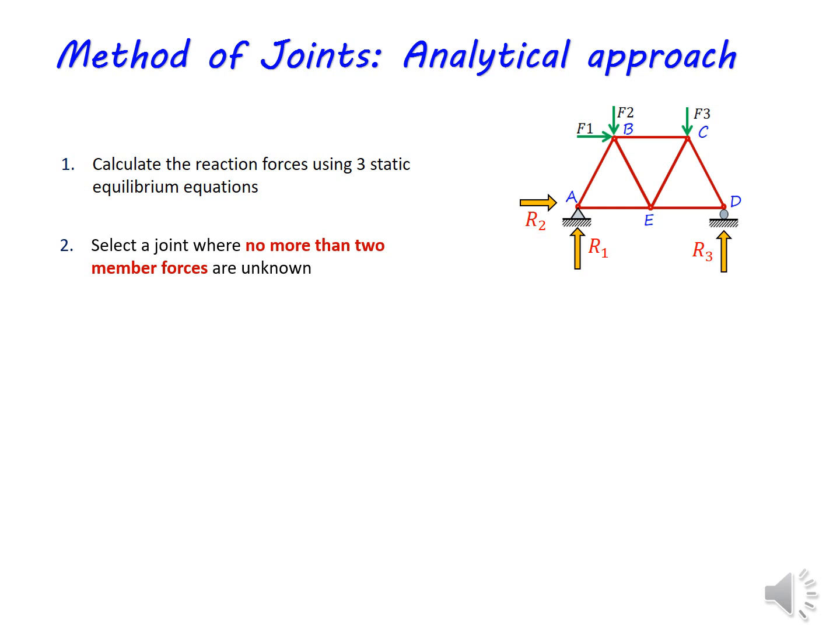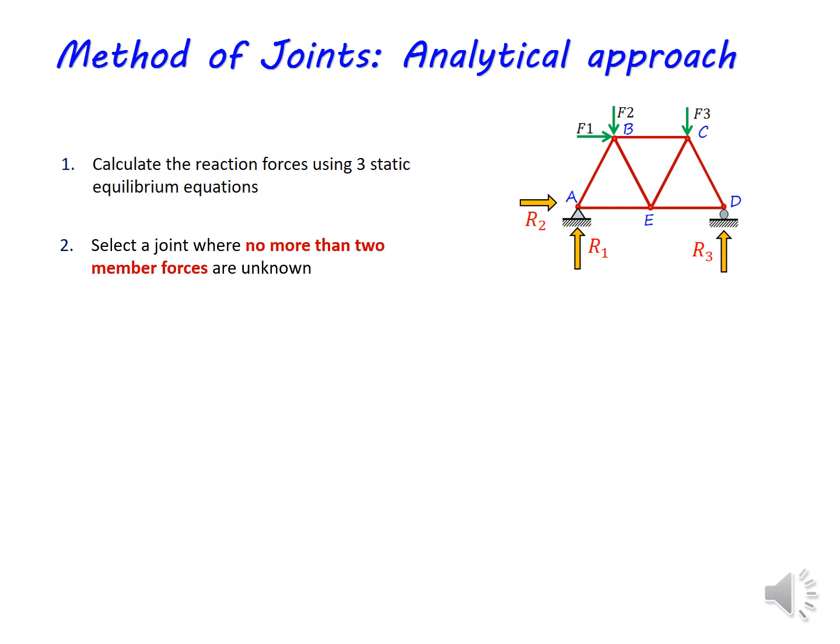Similarly, if you check joint D, there are three forces altogether acting on that joint: R3, the reaction force, which is a force we know, and two member forces in the members DE and DC. So again at joint D, two unknowns, and we can start this analysis by selecting either A or D.